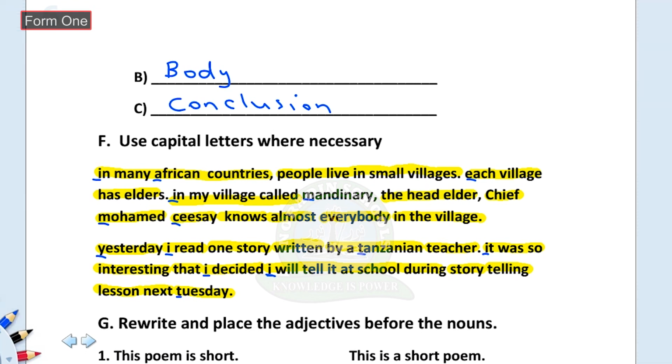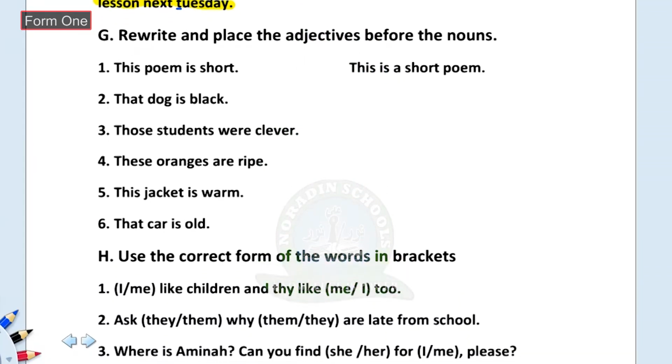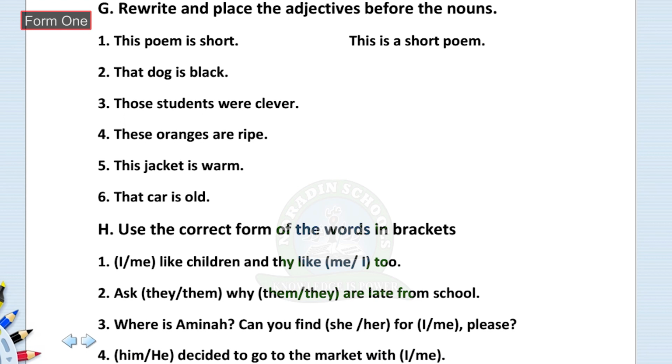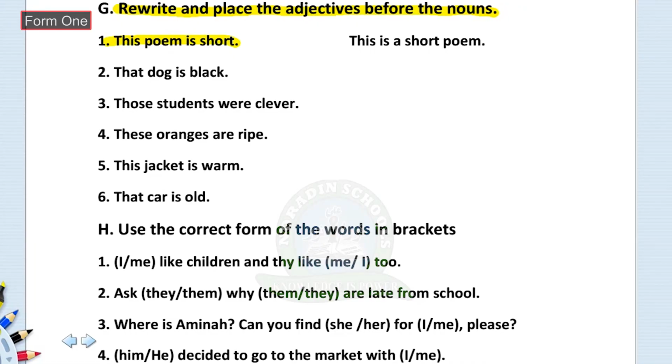Now, let us move to the next section, which is about rewriting sentences. Well, rewrite and place the adjectives before the nouns. Here you are given some examples. For example, this poem is short. We have the adjective at the end. You need to place the adjective before the noun and say, this is a short poem. Now look where we put the adjective, short.